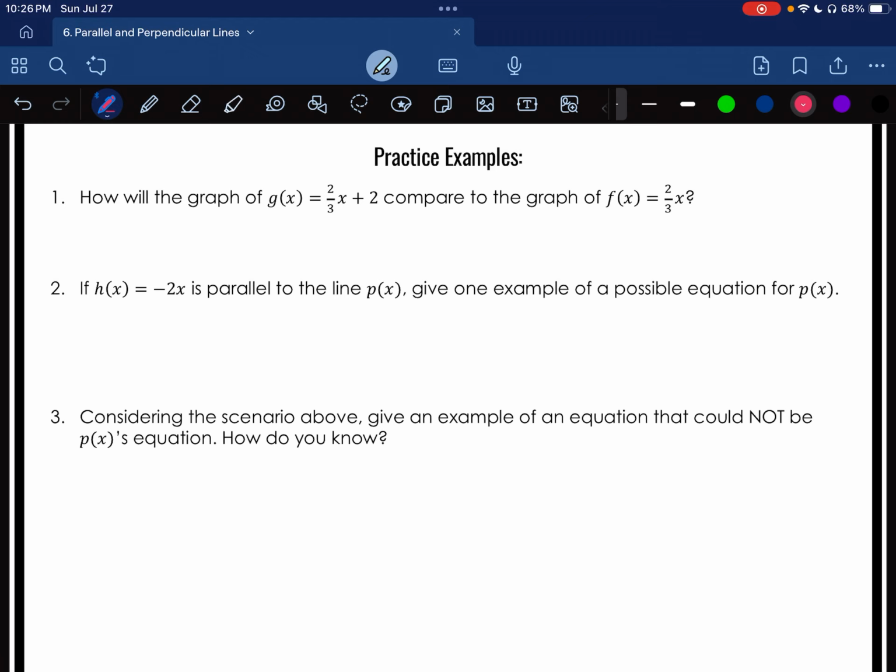Okie dokie. So hopefully you tried those out on your own. So notice the slopes here, 2/3 and 2/3. They have different y-intercepts, right? So g of x will be parallel to f of x.